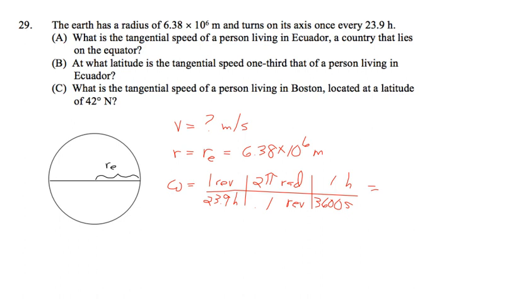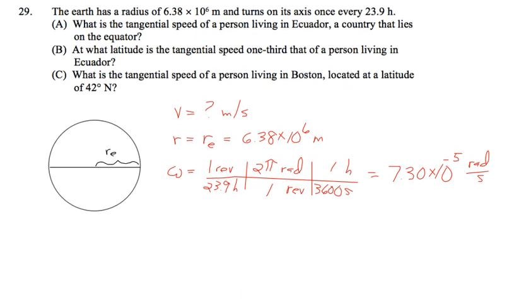So we're talking about a small number. 7.3. What's after that? 3 significant digits? 7.30 times 10 to the what? -5 radians per second.